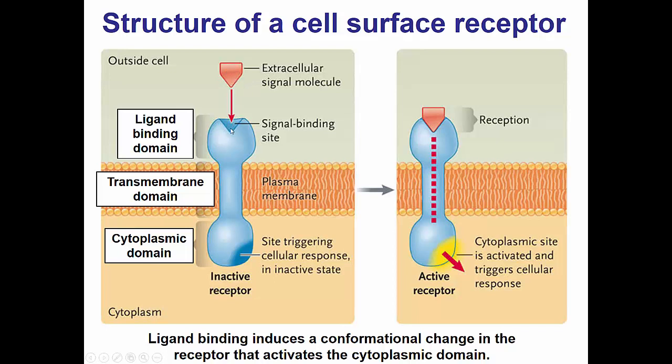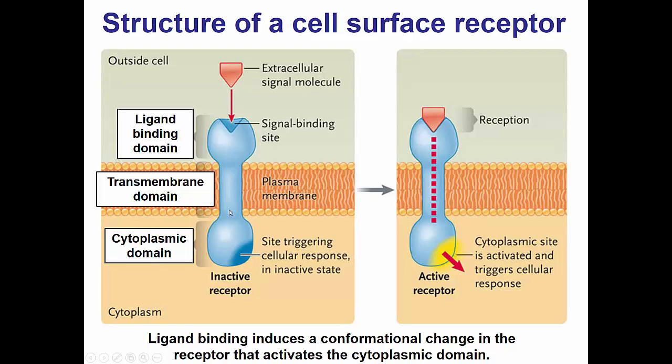So it binds this ligand, and the ligand has to be complementary to the receptor. So they generally match in shape, and they're electronically complementary as well. So for example, if the ligand is positive, then the receptor would have a negative charge in the binding site. So the next part of the cell surface receptor is the transmembrane domain.